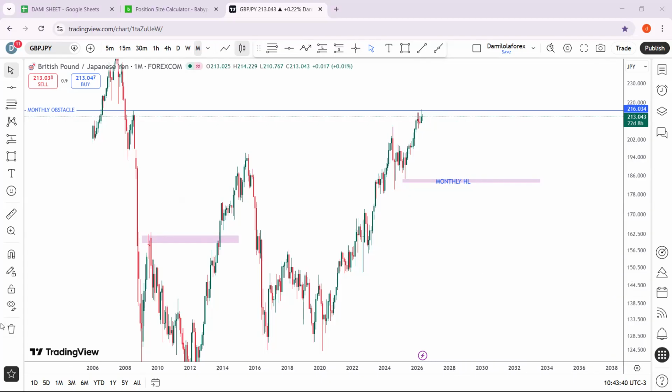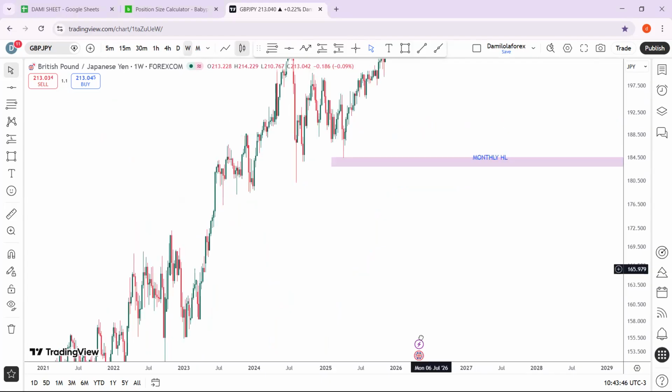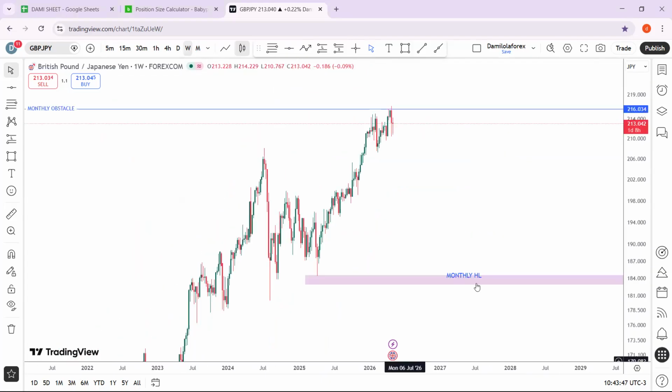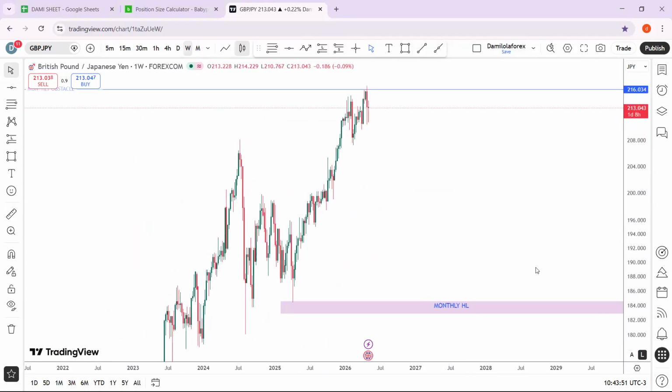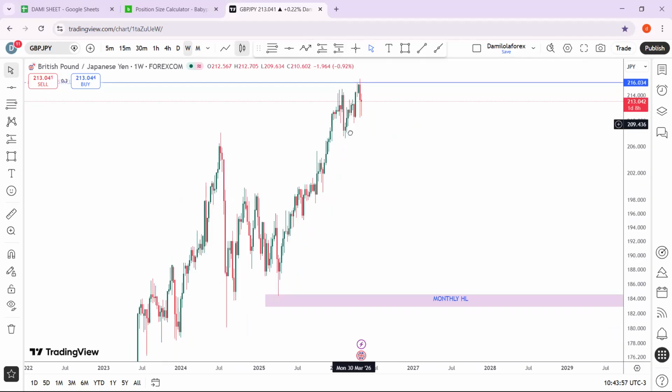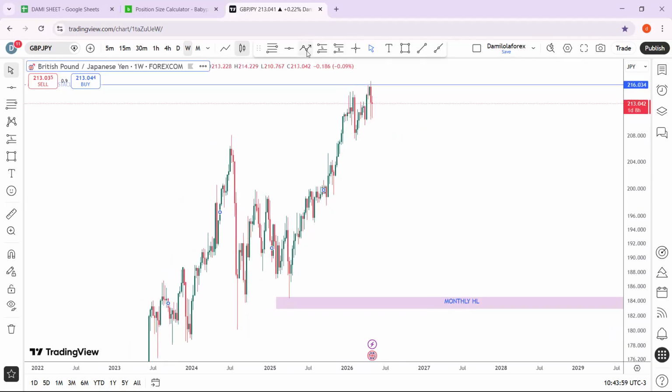Okay, so we identify the monthly higher low, we identify the monthly obstacle level. We're now going to take that window as our range of focus. Okay, so what is going on within this window that is tagged as our range of focus? We are now going to be reading the entire structures that took price to the monthly obstacle level. Okay, so we'll start from here so that we understand the entire story.